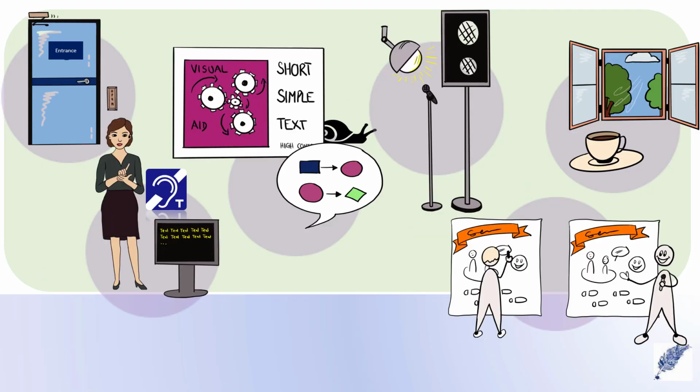With an accessible building, visualizations and simple text, understandable and slow speaking, sufficient lighting, proper event technology, translations and assistive technology, enough breaks and a summary at the end, you will create an accessible event for everyone.